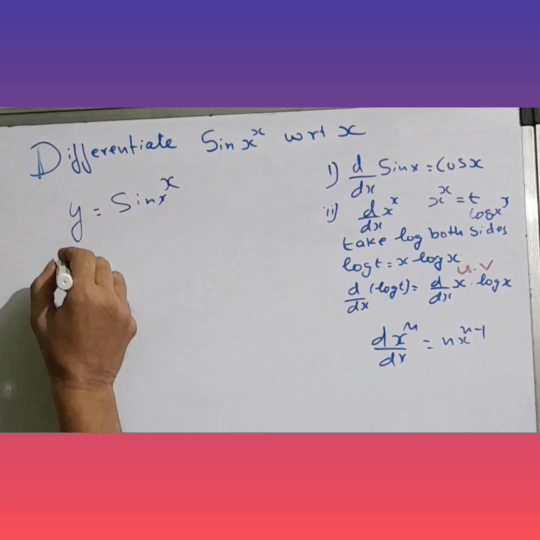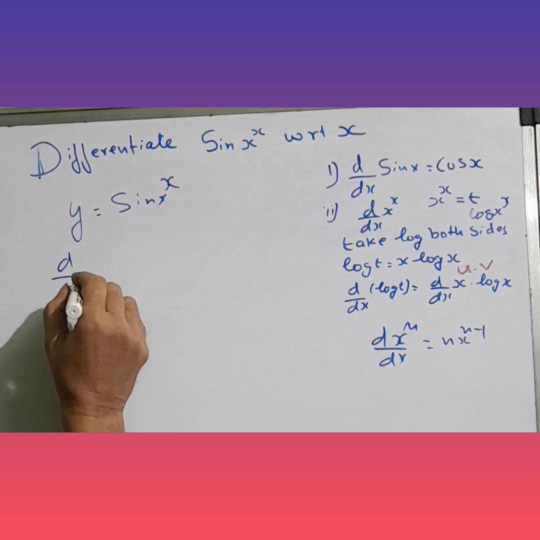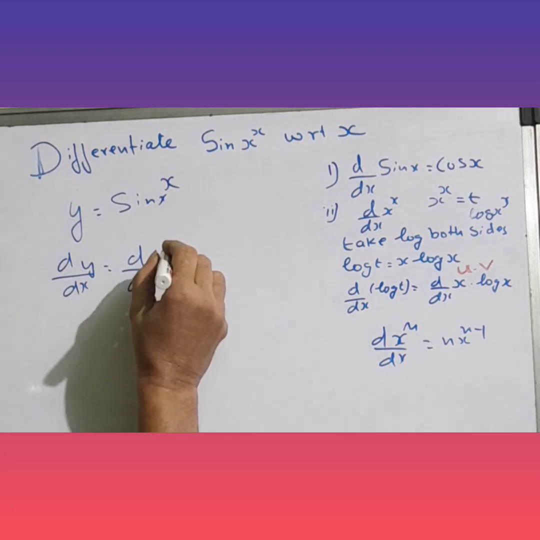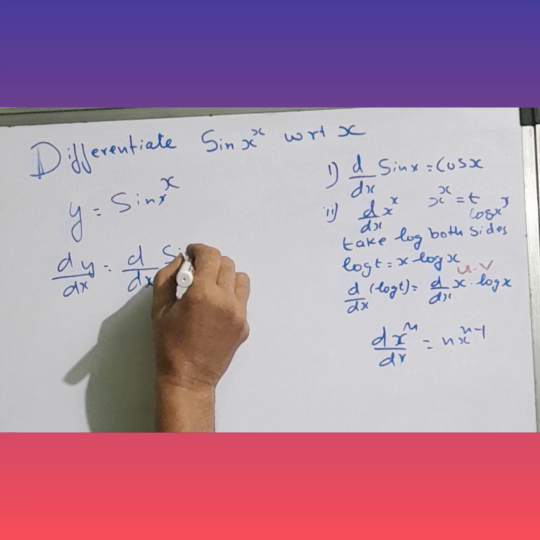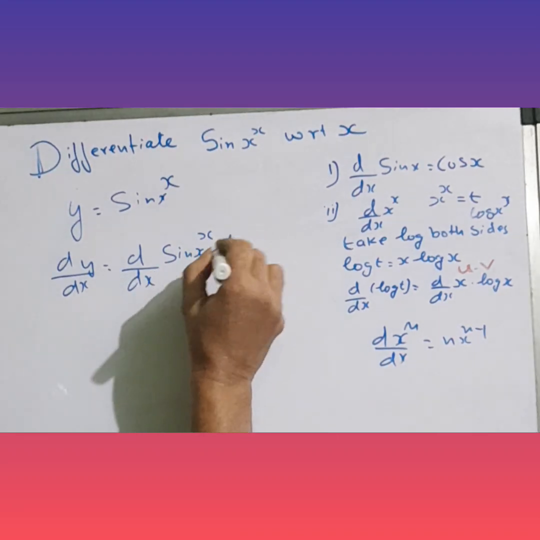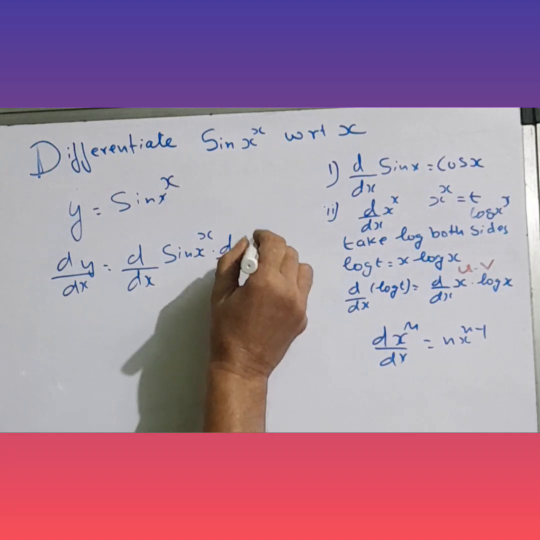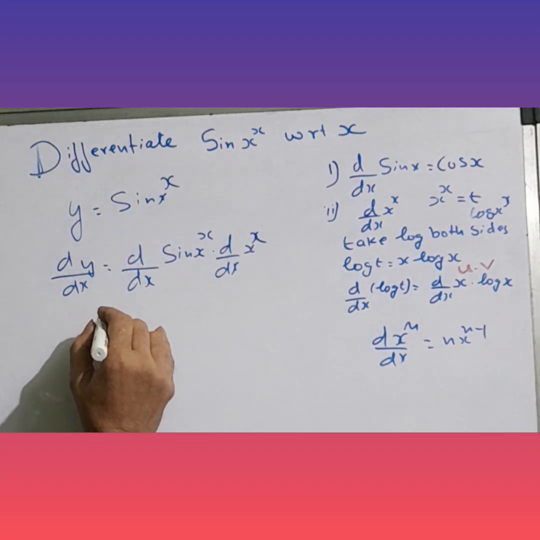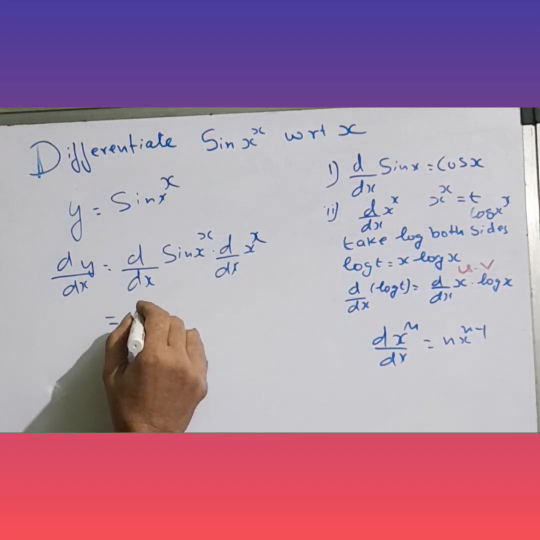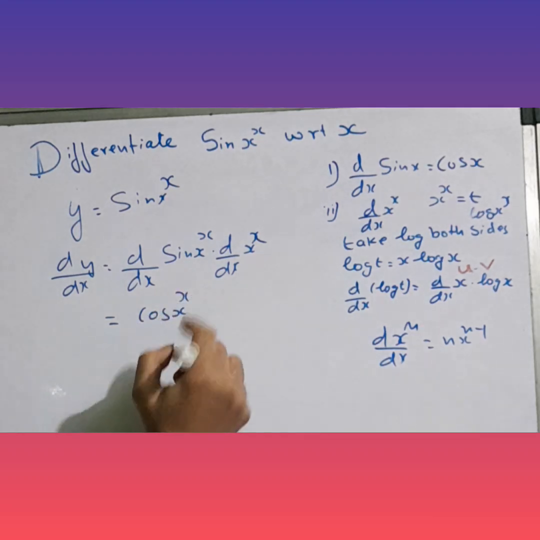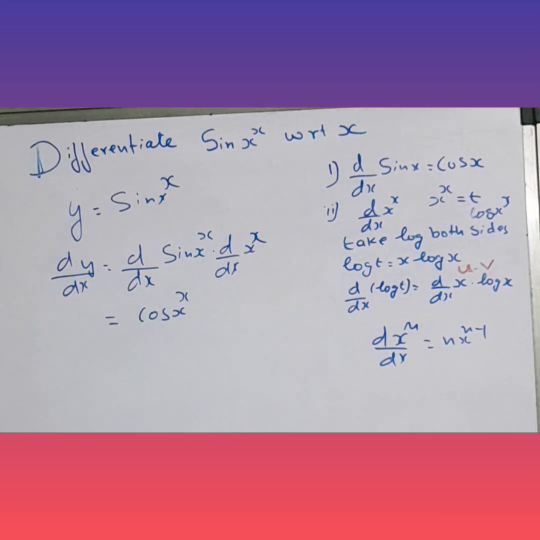So we have got to do d by dx of y is equal to d by dx of sin x raised to x, and chain rule, d by dx of x raised to x. The trick that I explained right now. Alright, so for this there's no problem at all. This comes to cos x raised to x, and this we have got to do separately.